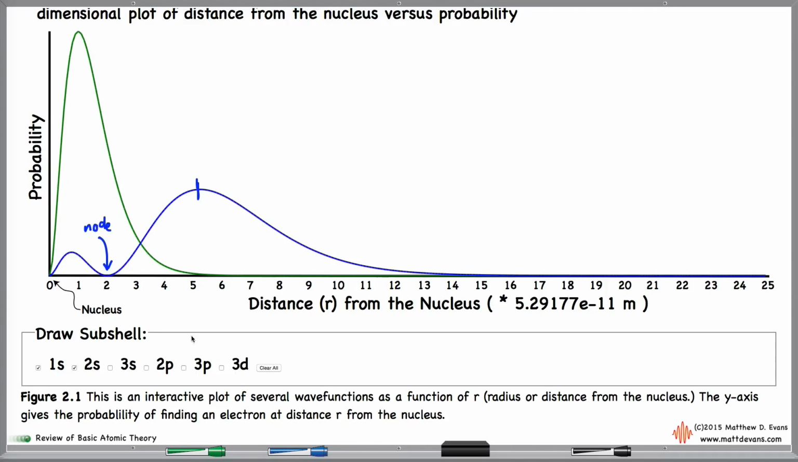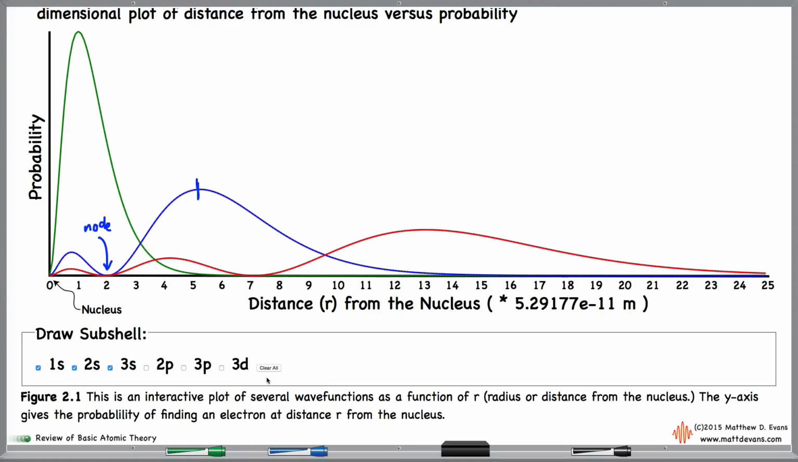Now, as you can imagine, a 3s, which is a higher principal quantum number, is even further out in terms of the maximum probability. So let's take a look at that. Of course, maximum probability is here. We've got a node here, and we've got a node here, right where the 2s node is. Okay, so 2 nodes for this one. Maximum probability is about 12.5 Bohr radii.